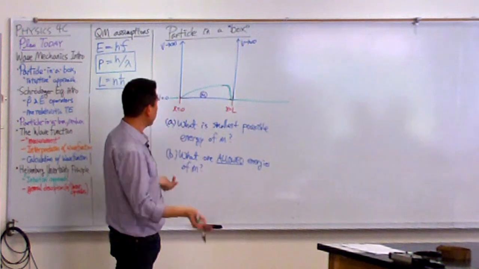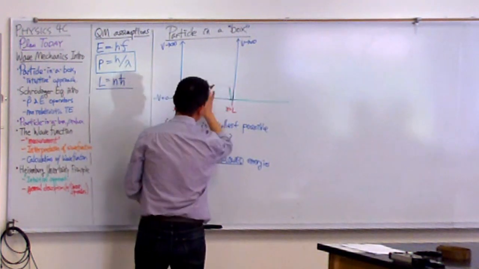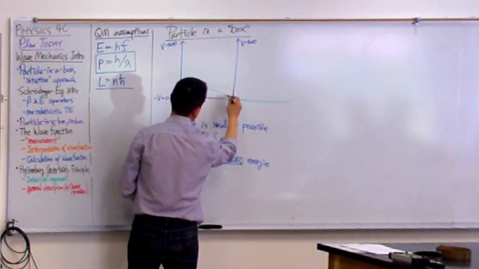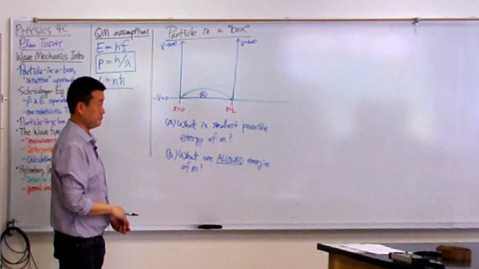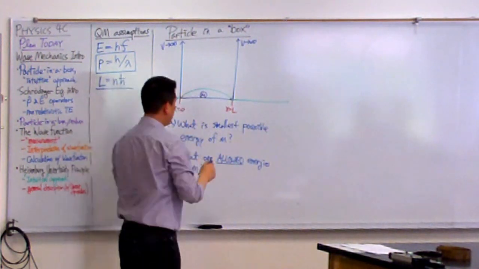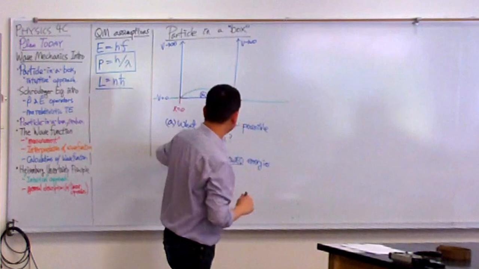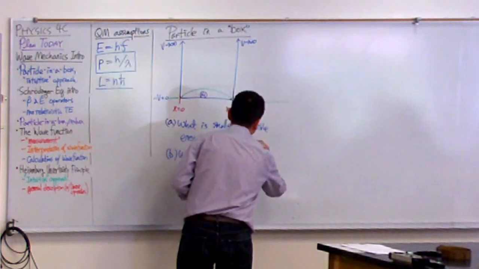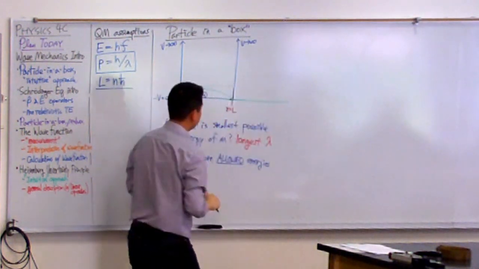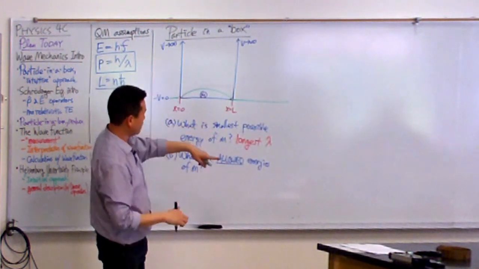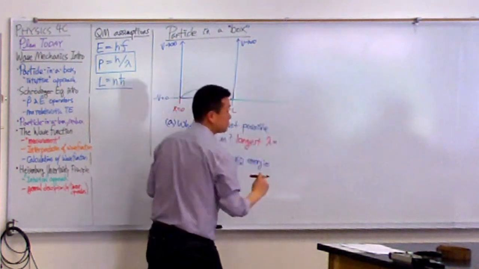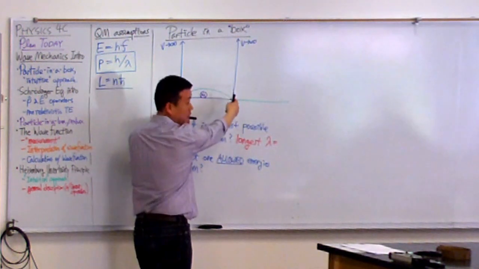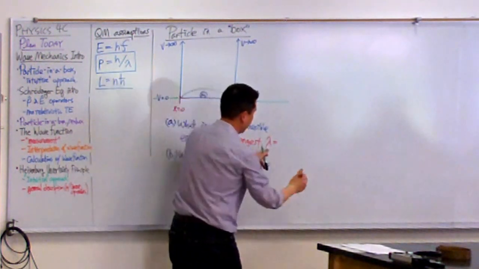So we imagine drawing different wavelengths. And really the longest wavelength I can fit here is a wave that looks like this. So if I'm looking for the smallest possible energy of m, I'm looking for the longest possible wavelength. And what is my longest wavelength lambda in terms of L? 2L? Yes? This is half of a wave, and half is equal to L. So the wavelength is equal to 2L.